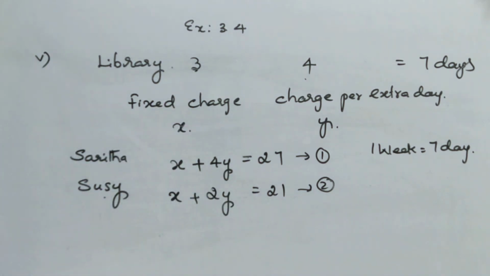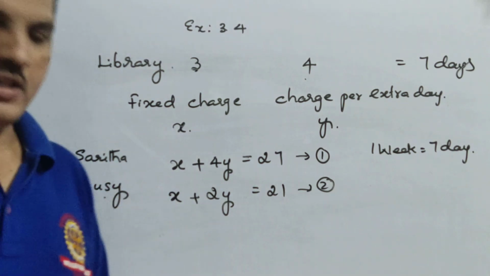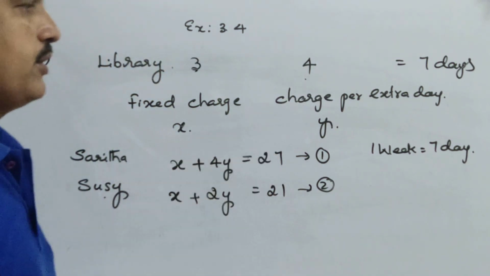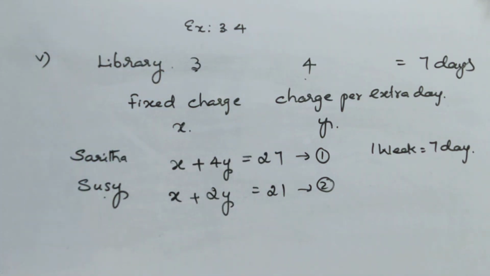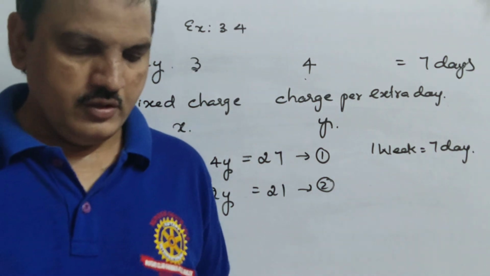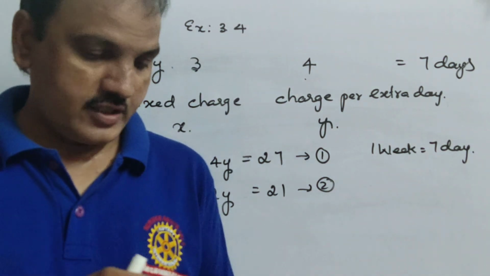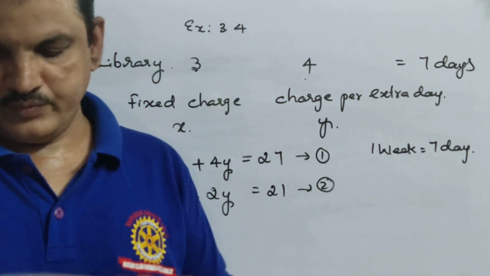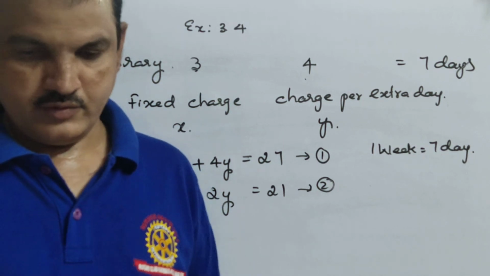So solve the equations for X and Y. Okay? Is it clear, children? So you will get the fixed charge amount and the charge for an extra day. Okay, next. I think by this we finished this exercise, that is 3.4. Now coming to 3.5, children.